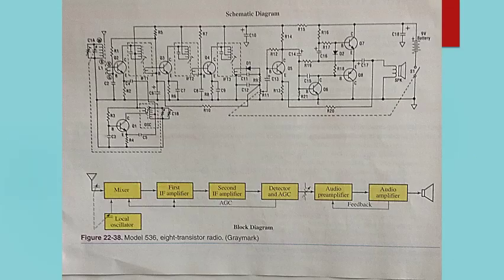An 8 transistor AM super heterodyne receiver is shown in figure 22-38. This circuit is part of the Gray Mark AM transistor radio. Each part of this super heterodyne receiver will be discussed in detail. The mixer.